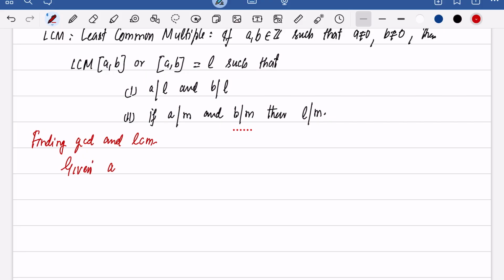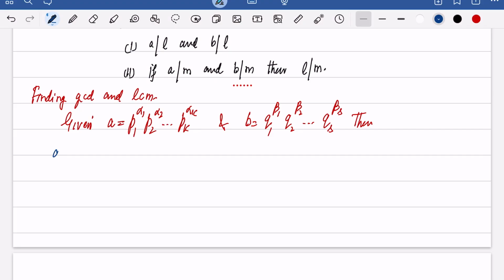Given A, let's write its prime factorization: A is equal to P1 power alpha 1, P2 power alpha 2, up to Pk power alpha k, and B is equal to Q1 power beta 1, Q2 power beta 2, up to Qs power beta s. Then GCD of A comma B. Now how do we define the GCD?